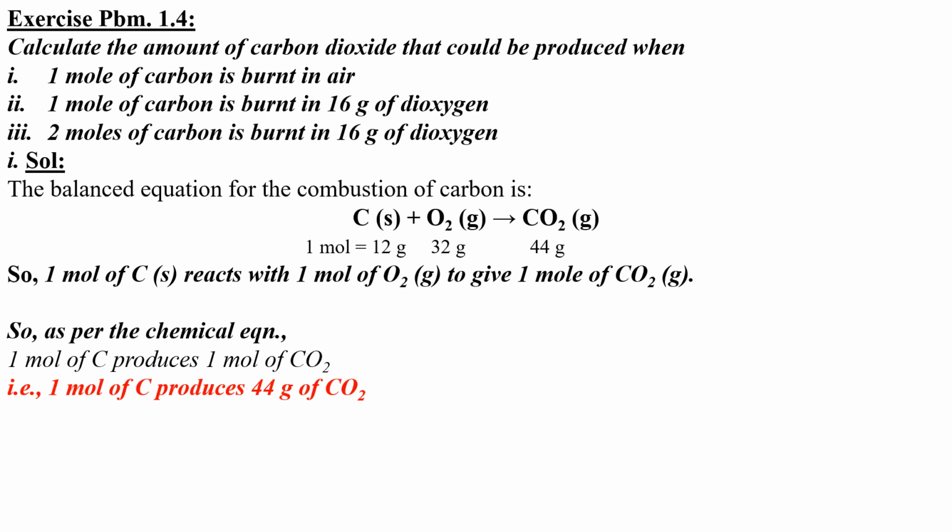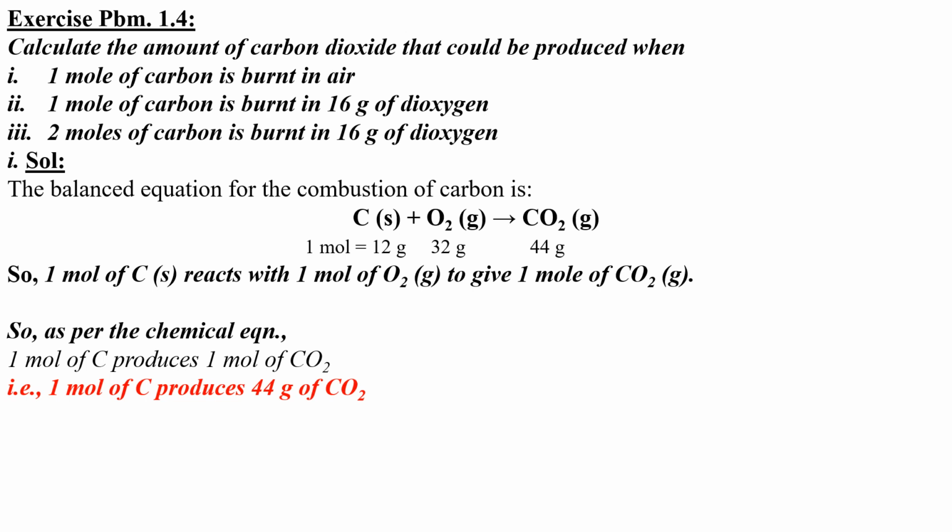Let us do an exercise problem 1.4. Calculate the amount of carbon dioxide that could be produced when 1 mole of carbon is burnt in air. Okay, here you are given two more situations. You are asked to calculate the amount of carbon dioxide when 1 mole of carbon is burnt in 16 grams of dioxygen. Dioxygen is another way of saying oxygen molecule, O2. The third situation is you are asked to calculate the amount of carbon dioxide when 2 moles of carbon is burnt in 16 grams of oxygen. Okay, now let's solve the first case.